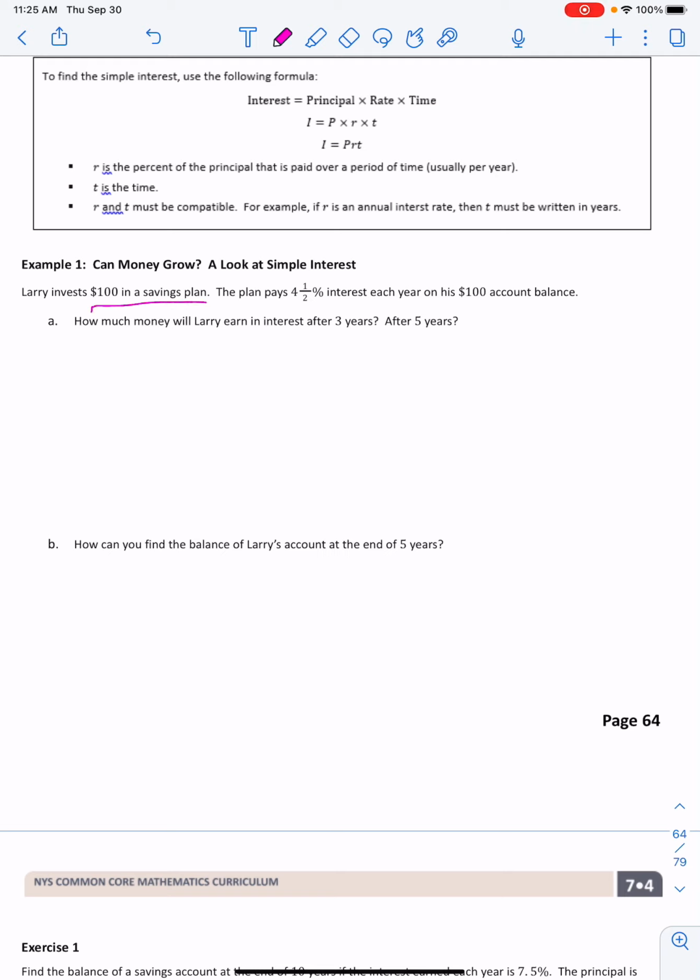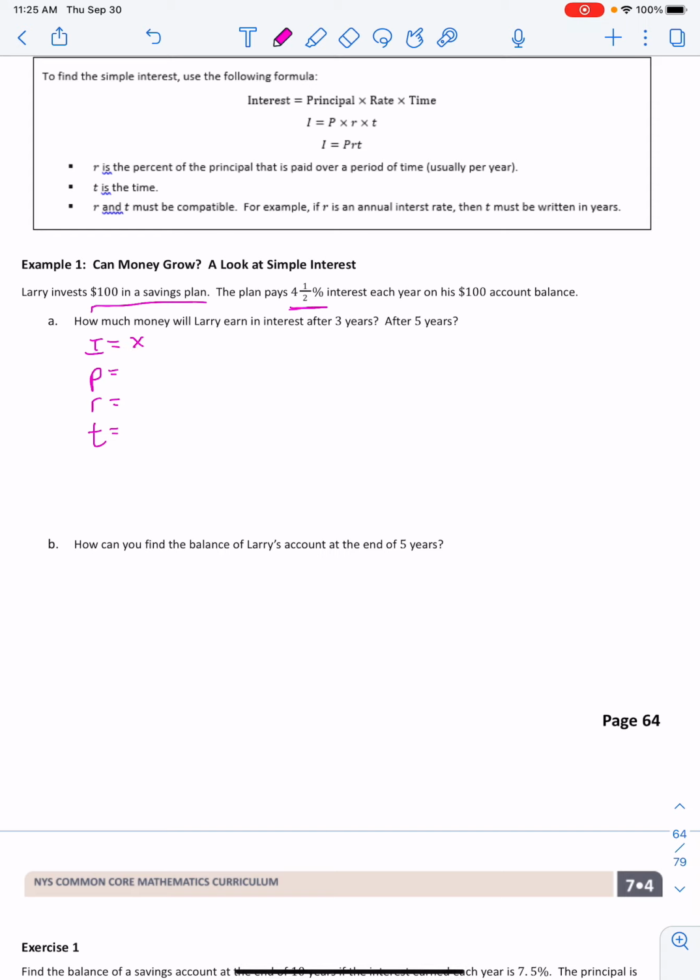The plan pays 4.5% interest each year on his $100 account balance. How much money will Larry earn in interest after 3 years and after 5 years? Well, we start off with our letters so that we can replace what they are. So our interest is what we're looking for.